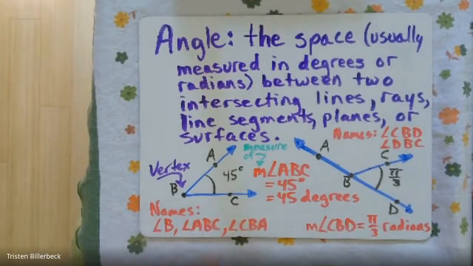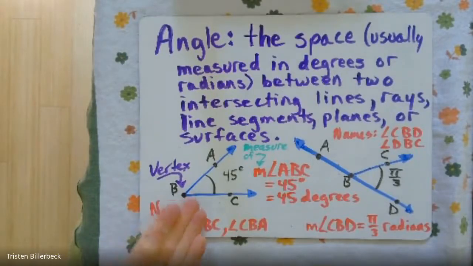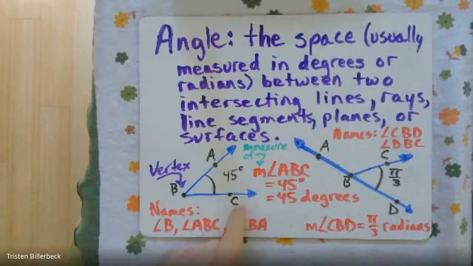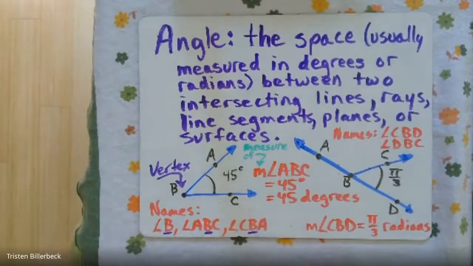As for the names of the angle, like Ms. Billerbeck is my name, that'd be angle B, because we can name it by the vertex if there's no confusion. And here there's no confusion about what angle B is. Angle ABC could be a name, or we could name it angle CBA. But if you notice, the vertex is always in the middle when we name an angle.